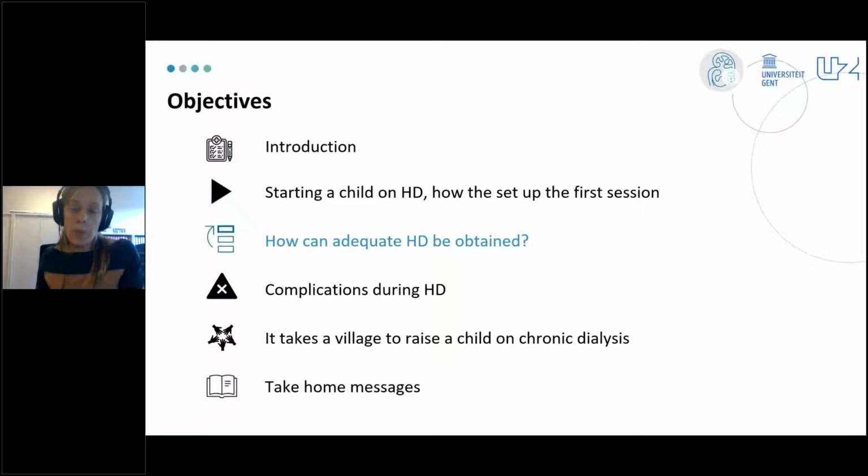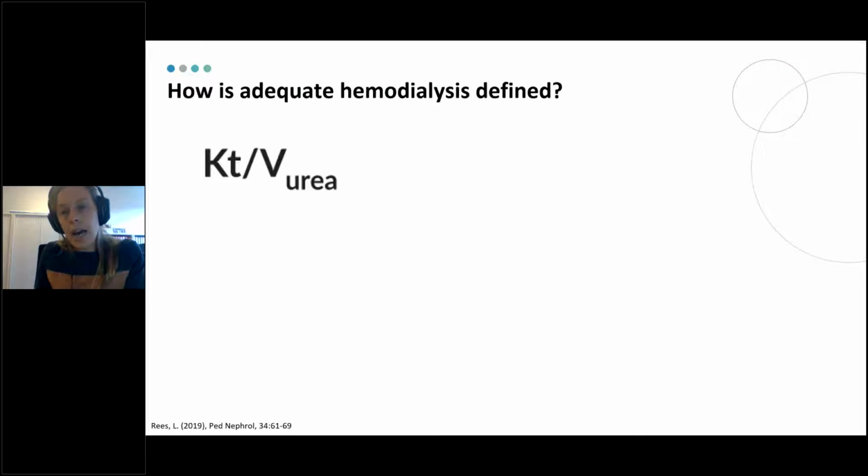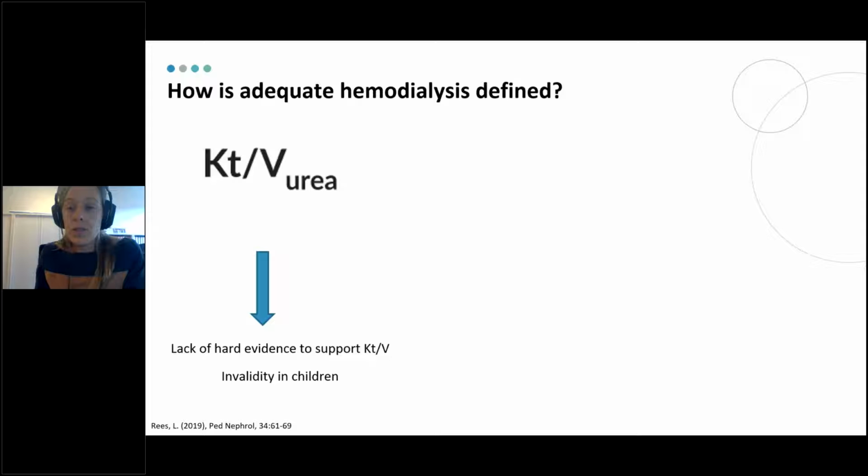After this initial period, of course, your daily management will shift to a focus on hemodialysis adequacy. But the big question is, how is adequate hemodialysis defined? Historically, Kt/V was proposed as marker of hemodialysis adequacy. And currently, more than 30 years later, we really lack the evidence to support the use of Kt/V in our practice. Moreover, the validity in the pediatric population is unknown, and the Kt/V goals in children are not really defined.